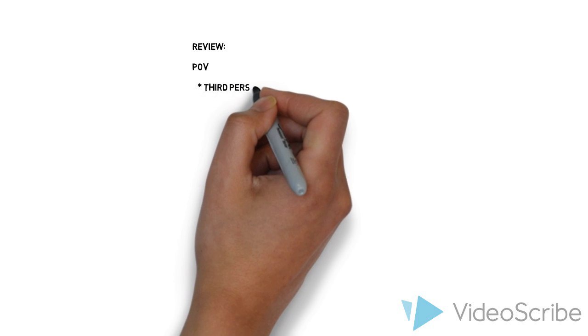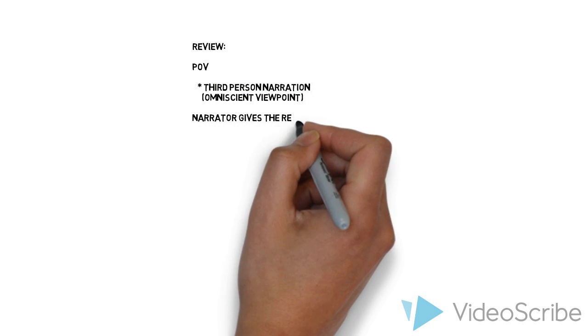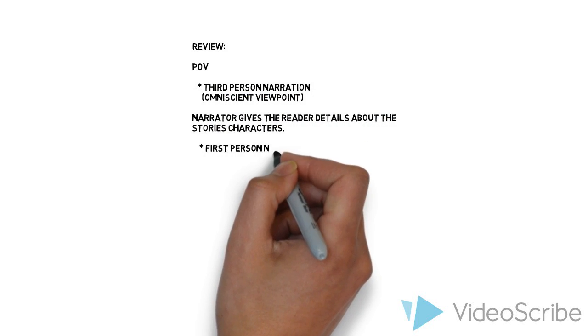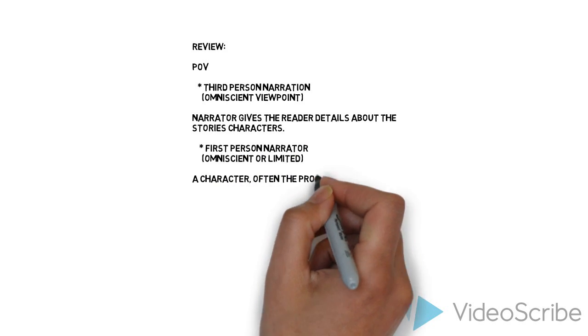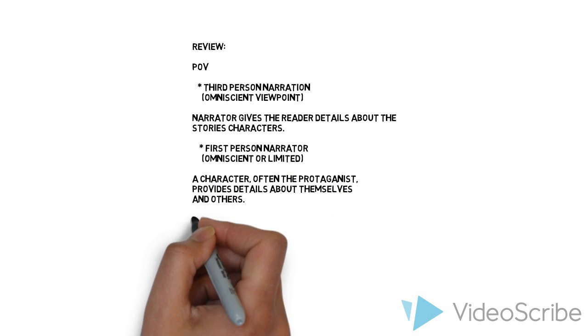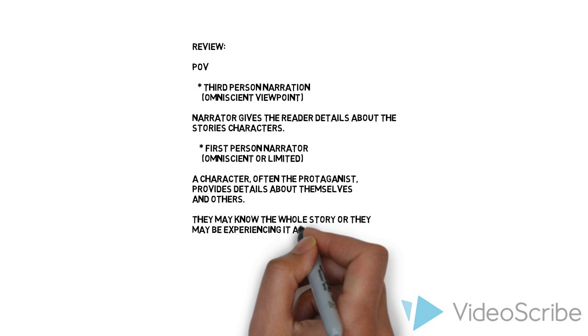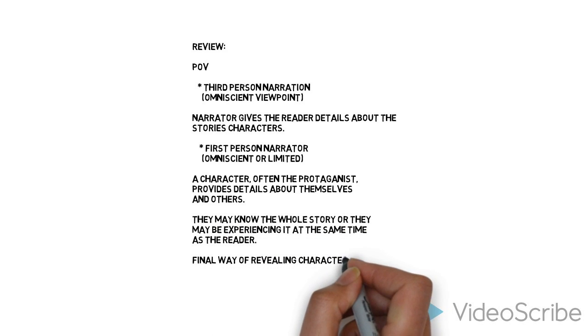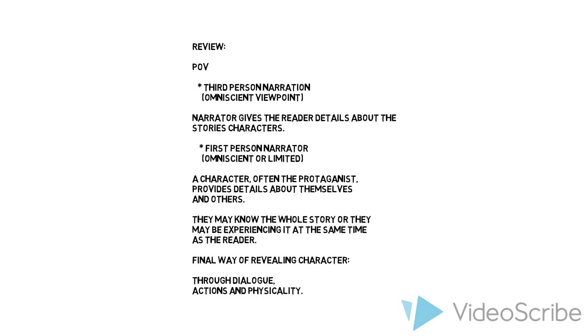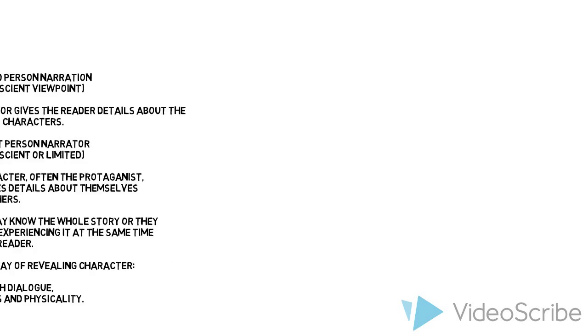So as a review, we have covered point of view, where there is third-person narration and often an omniscient viewpoint. Using this method, the narrator provides all the details about the character. First-person narrator, where the narrator is often the protagonist and provides the reader with details about themselves and others. And lastly, we looked at how character can be revealed through dialogue, actions, and physicality.